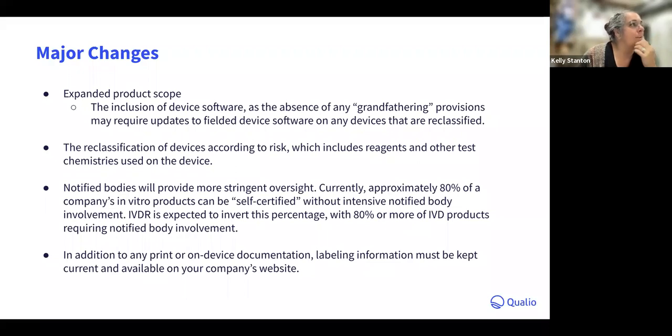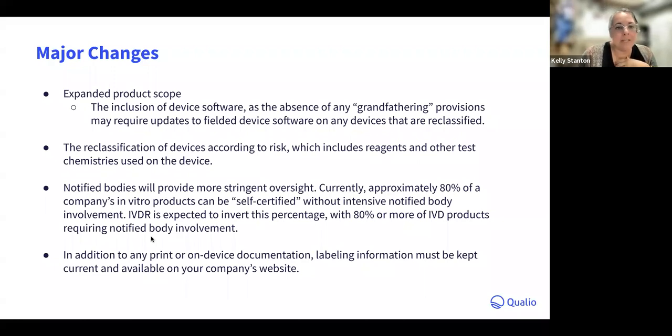Again, the higher classification for some part of your device can take the entirety of your device up to that next classification. This may necessitate you generating additional documentation that you weren't required to keep prior to the regulation. The notified bodies will provide more stringent oversight.